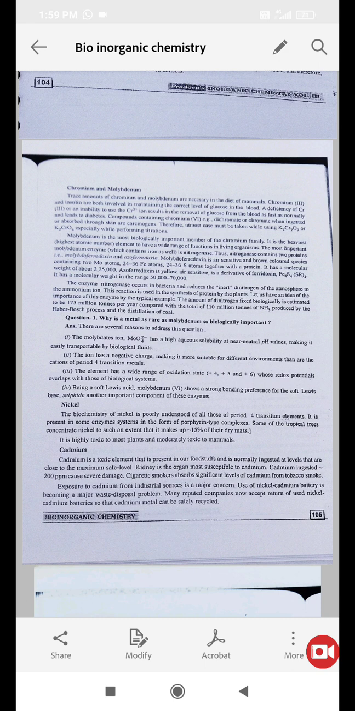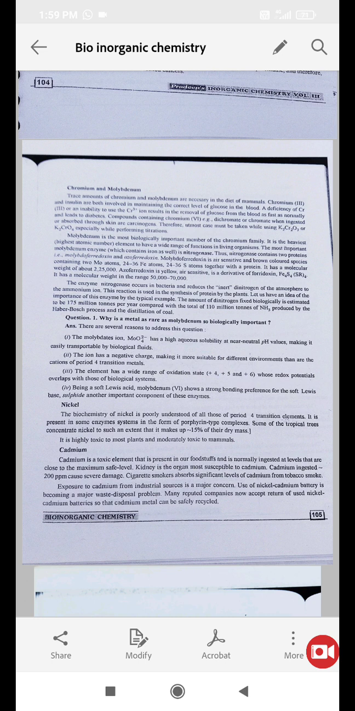Compounds containing chromium, for example dichromate or chromate, are carcinogens when ingested or absorbed through skin. Therefore, utmost care must be taken while using K2Cr2O7 or K2CrO4, especially while performing titration. Molybdenum is the most biologically important member of the chromium family.